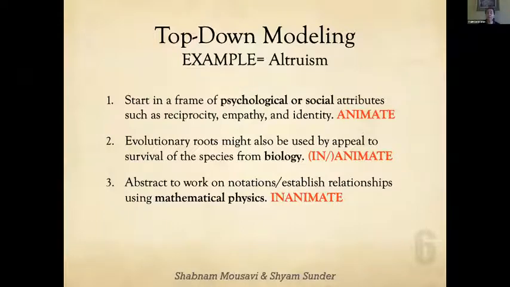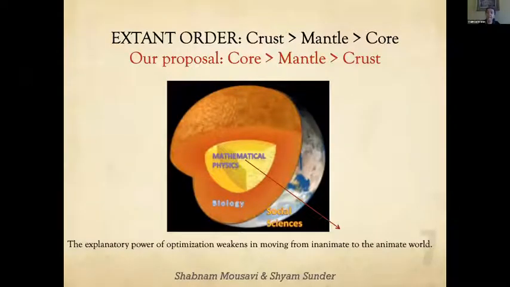And then when we want to sit down and work on notations and establish relationships, we just use mathematical physics. We are now in the domain of inanimate. So the extant order of modeling is, if you think about these different disciplines from the crust to the mantle, that is, we start with social sciences and whatever framework, theory, etc. it gives us. We go to biology and, let's say, evolutionary descriptions and ideas, if we need to have more, as I said, in altruism. And then finally we sit down with math in the core and model, and then we end up apologizing and constantly saying in almost every paper, implicitly or explicitly, and in the books from the beginning, well, we know actually that this is not how people are, but this is the best way to represent it.